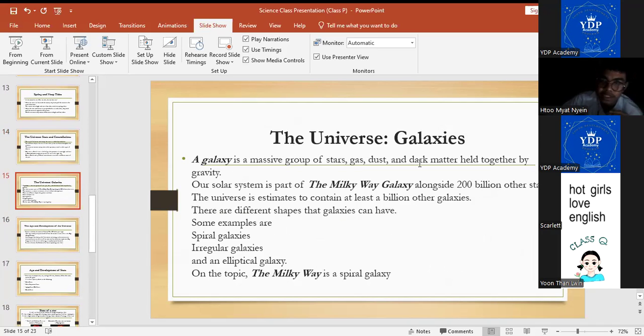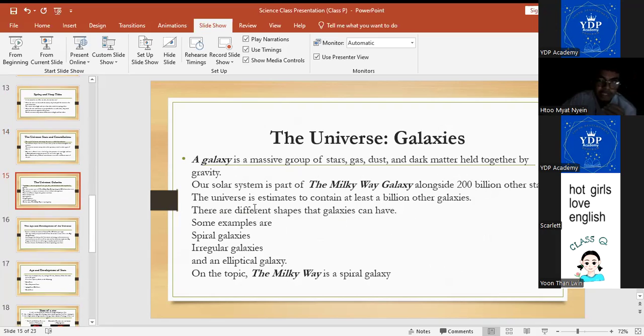Next one would be the universe, galaxies. A galaxy is a massive group of stars, gas, dust, and dark matter held together by gravity. Our solar system is part of the Milky Way galaxy alongside 200 billion other stars. The universe is estimated to contain at least 1 billion other galaxies.